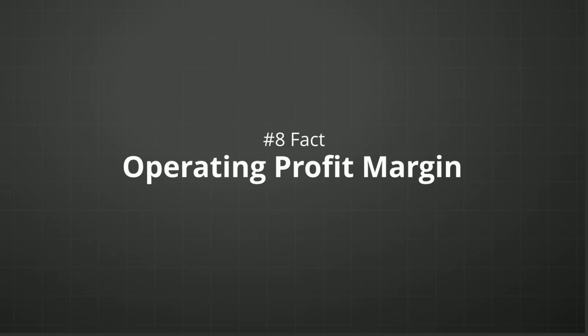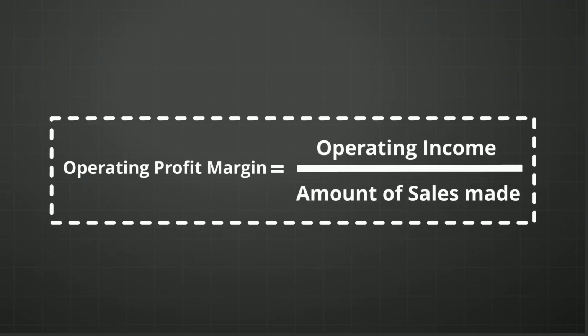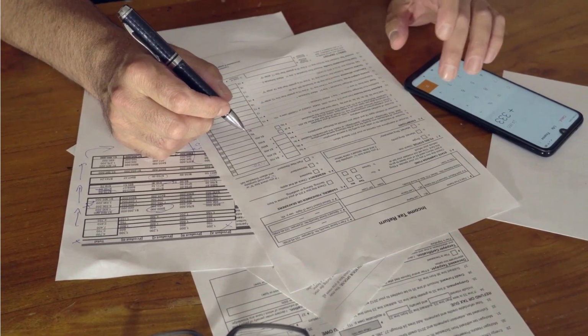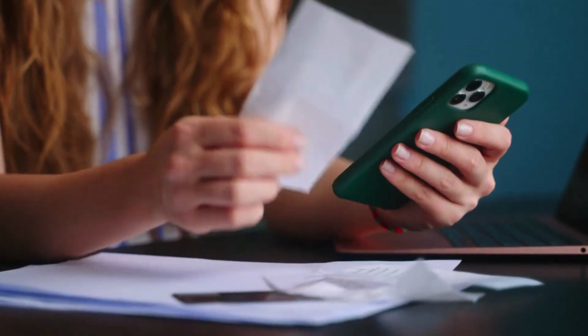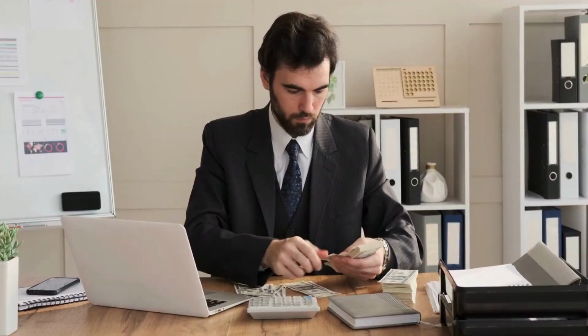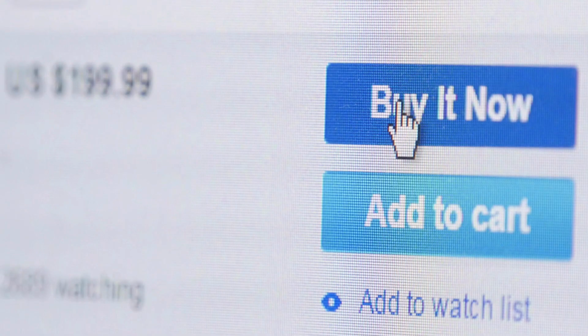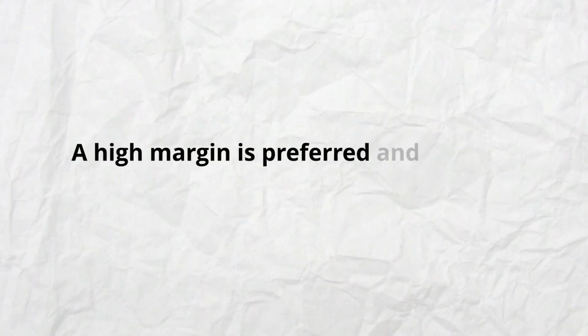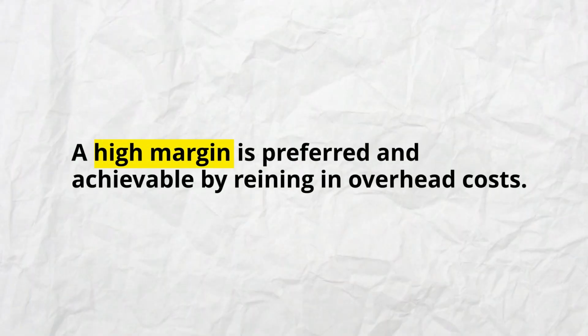Another key measure of profitability is the operating profit margin. Dropshipping accountants compute it as: operating profit margin is equal to operating income over sales. Operating income takes sales revenue and deducts the cost of goods sold and operating expenditures, including utilities, marketing, and administrative expenses. The operating margin shows your business's operational efficiency in making a sale. A high margin is preferred and achievable by reining in overhead costs.